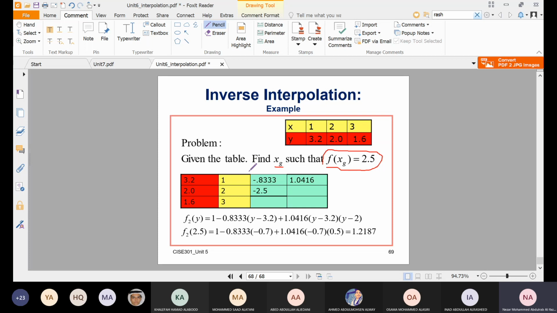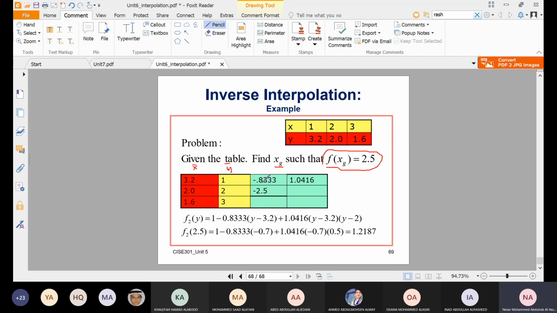So in the solution, just reverse the table here. Usually we type the x's here and the y's there, so just interchange between them. Type the y's here and the x's there, and work on this. So this is the y bar and this is the x bar, and you continue from this one. So this is now your x's and this is your y's. After that we do a divided difference.